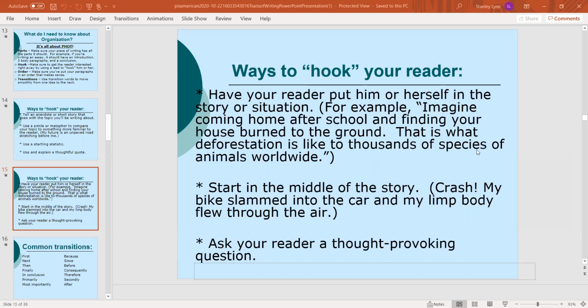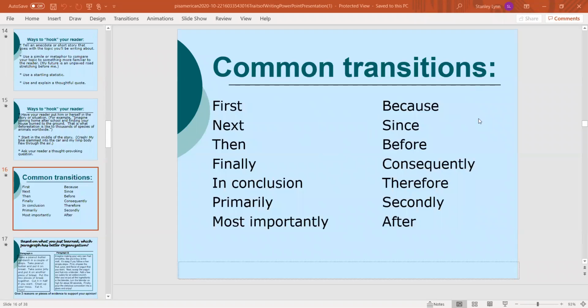All right, next, you start in the middle of the story. "Crash. My body slammed into the car and my limp body flew through the air." Here you can almost hear what it sounded like when his body slammed into the car, and you could almost feel his limp body as it flew through the air, okay? And you can also hook your reader by asking a question, okay?